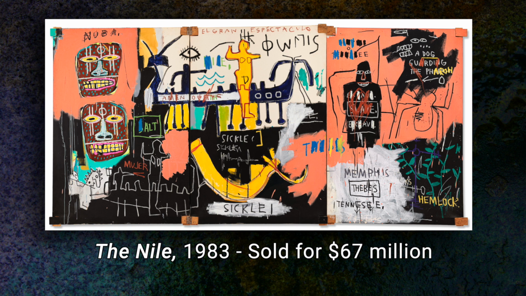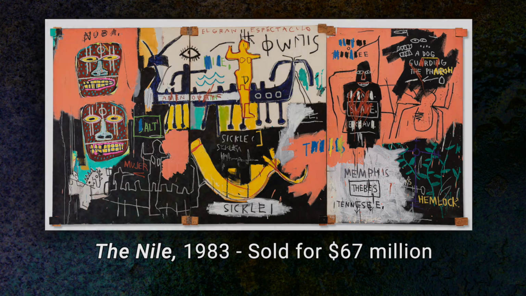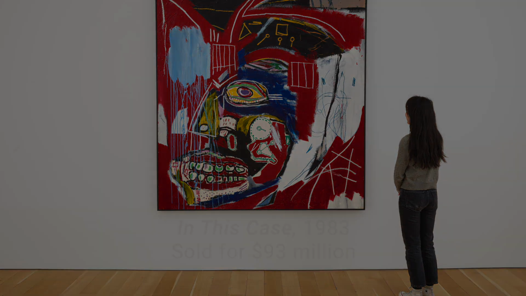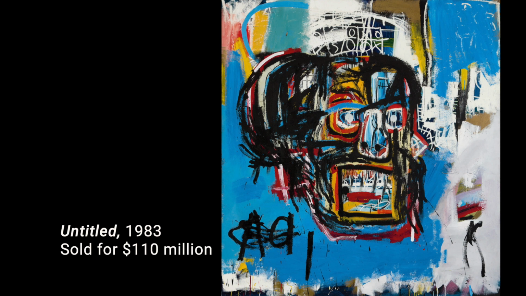The Nile sold for $67 million in 2023. In This Case brought in $93 million in 2021. Another piece, simply called Untitled, sold for more than $110 million in 2017.